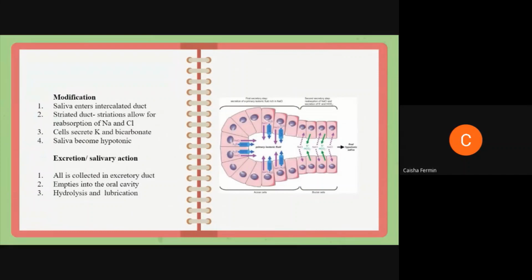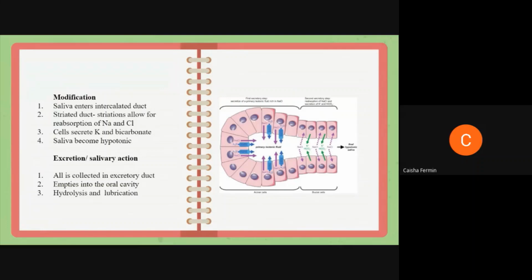Now is modification before we reach the ducts. Saliva is ejected from the secretory unit and goes into the intercalated duct. It moves on to the striated duct where it is modified. All of these ducts are impermeable to water, so there is only ion exchange.